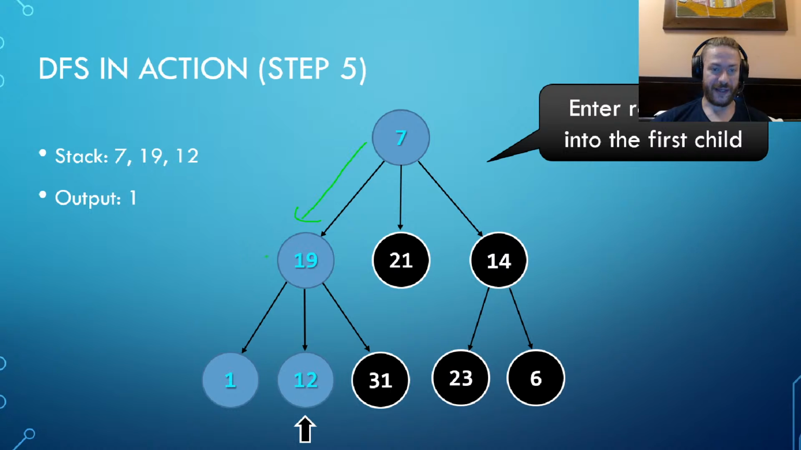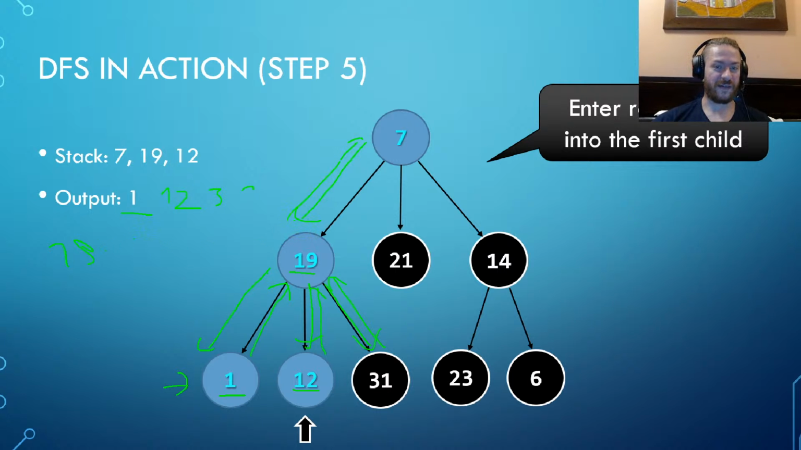It will go to 19, it will see that it has multiple children, so it will go to 1. 1 doesn't have any children, so it will be printed. Then it will come back to 19, it will see 12, it will print 12. Back to 19, 31. Then it will go back to 19 again. It will see that no more children are available because we visited them all, and it will print 19.